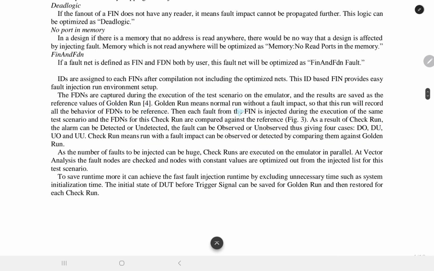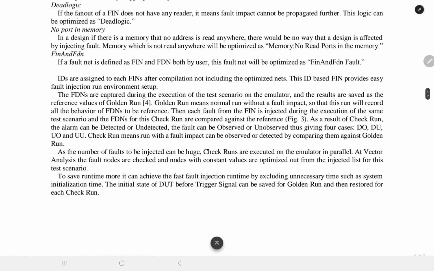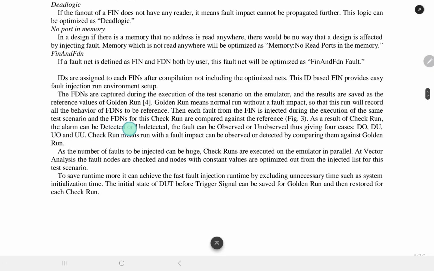Then each fault from the FIN is injected during the execution of the same test scenario, and the FDNs for this check run are compared against the reference. Figure 3. As a result of the check run, the alarm can be detected or undetected. The fault can be observed or unobserved, thus giving four cases: DO, DU, UO, UU.